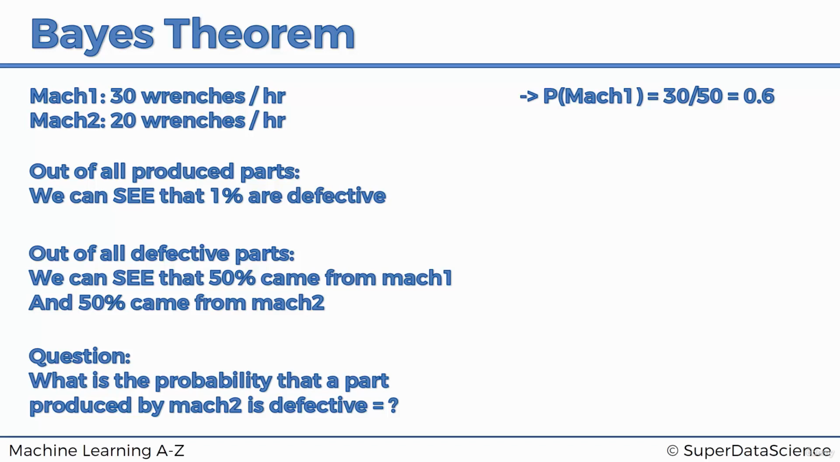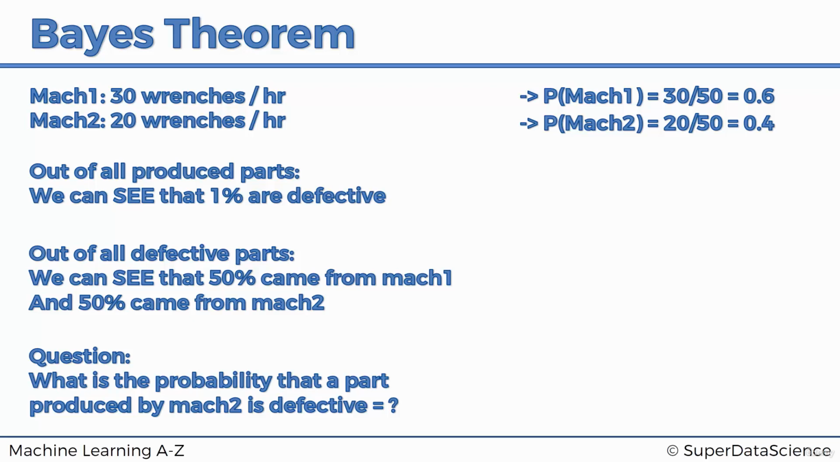Right, so if we're producing 30 from machine 1 and 50 overall per hour, that means the likelihood of any given wrench being from machine 1 is exactly 30 divided by 50, or 0.6, or 60%. Similarly, the likelihood of that wrench being from machine 2 is 20 over 50, or 40%. All right, great. So we're going to write those down and keep them there for now.